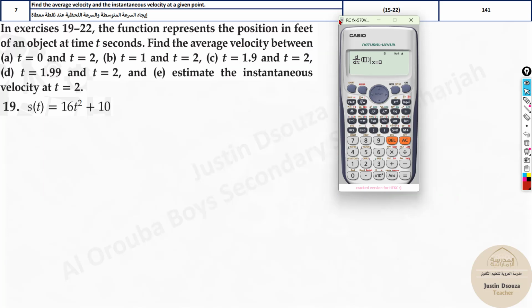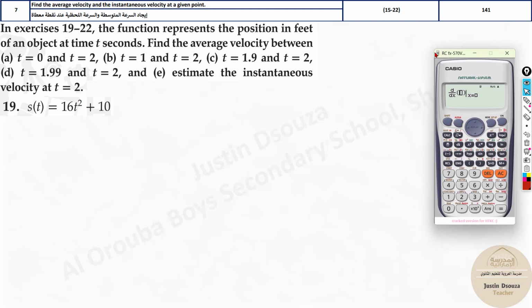The second part now is a little bit different, because they're not asking you just the instantaneous velocity. They have asked you instantaneous velocity, but they have asked you other things as well. Say, for example, the function which is given to you is position. That's fine, which was the same thing. Now find the average velocity between 0 and 2, 1 and 2, 1.9 and 2, 1.99 and 2, and then estimate the instantaneous velocity at 2.